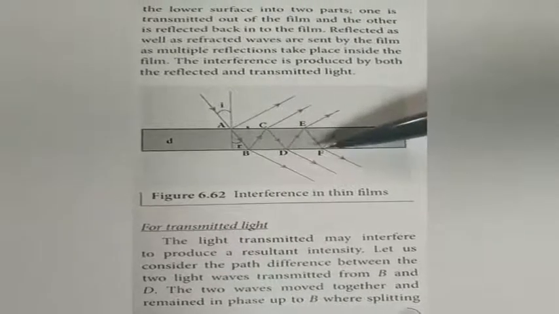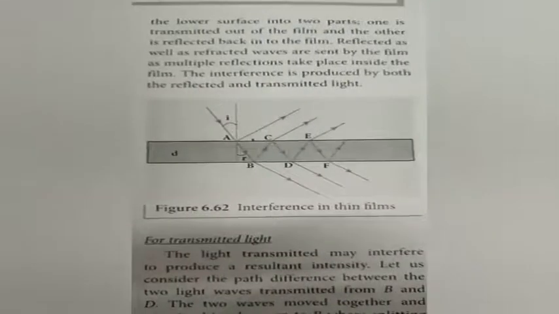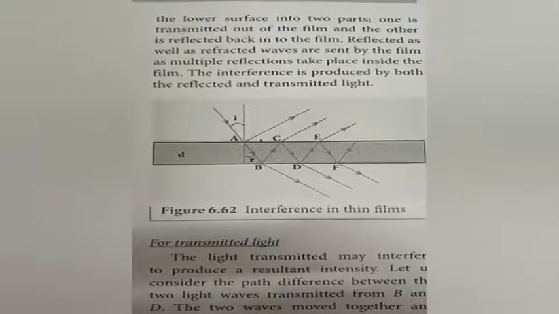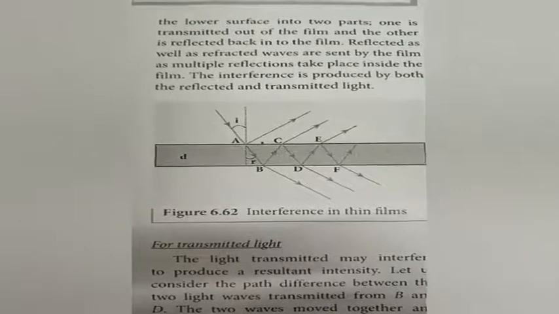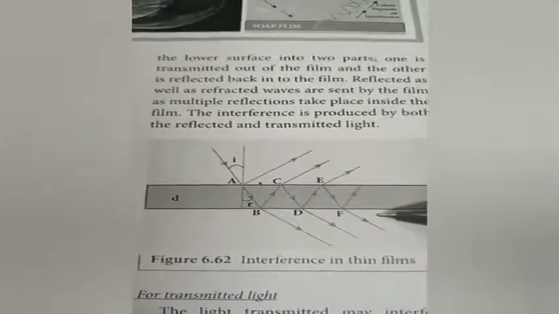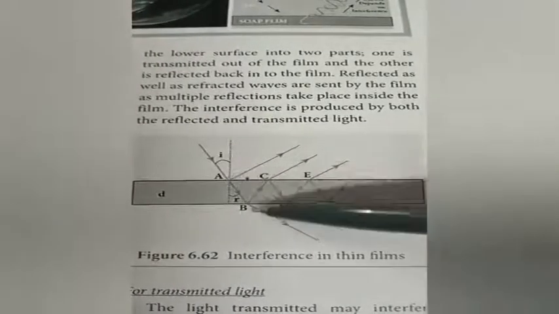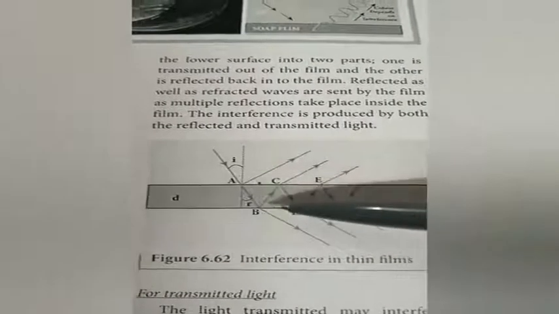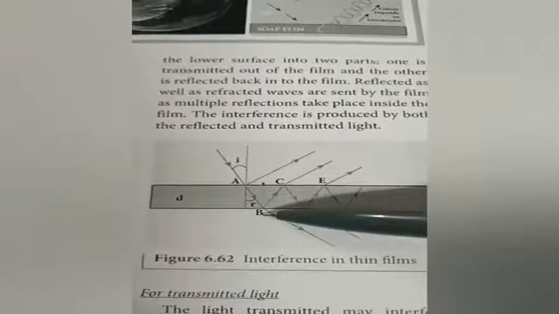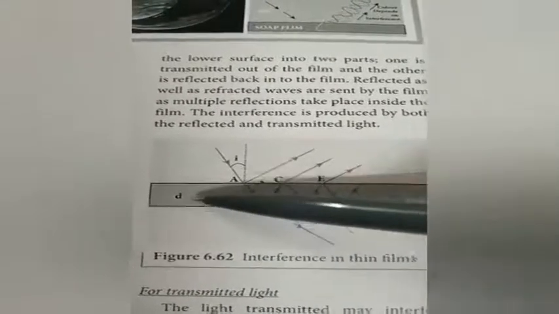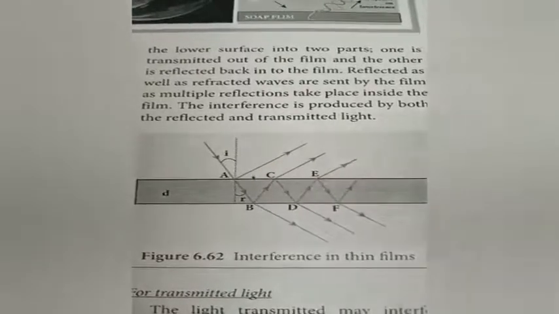Now we have to find the constructive and destructive interference for the transmitted ray and also the reflected ray. From this diagram, the path difference is AB plus BC. AB is considered as d and BC is also d. So totally the path difference delta is equal to 2d, approximately.